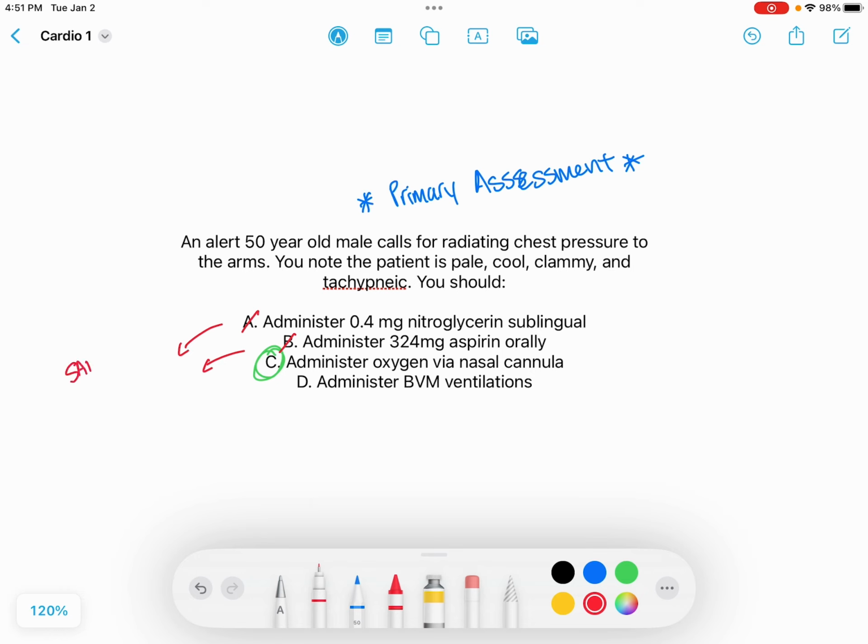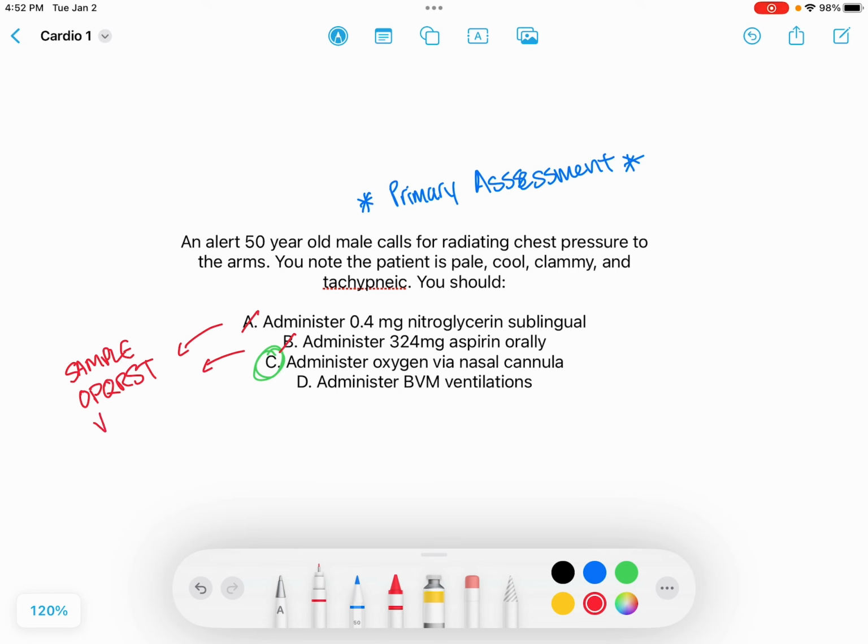Ideally, we need to get a SAMPLE history, or we need to get more of OPQRST. Because remember, I don't want to give nitroglycerin or aspirin to someone having tearing chest pain radiating to the back. Those are two different things going on here. The way this patient's presenting sounds more ischemic, but we want to do our due diligence. We need a little bit more information before we just throw out our medications.